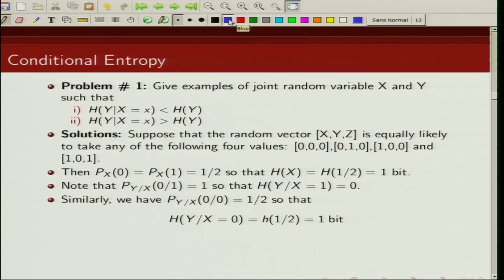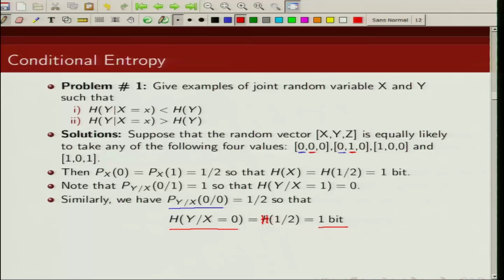Now similarly, let us try to calculate the uncertainty in y given x is 0. So when x is 0, this is x is 0, this is x is 0. So what happens to y when x is 0? In one instance it is 0, in the other instance it is 1. So with probability half it is 0 and probability half it is 1. So what is the uncertainty in y given x equal to 0? That is minus half log of half minus half log of half, which is 1 bit. So what have we shown so far?